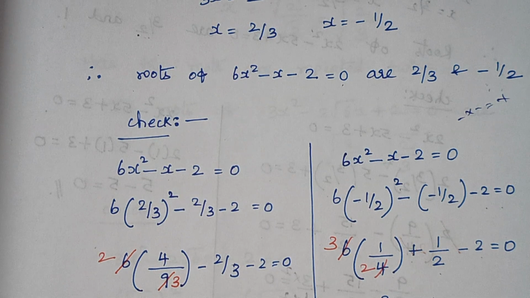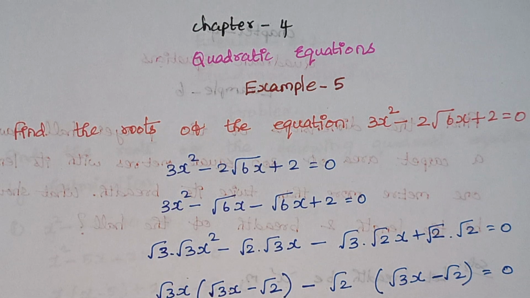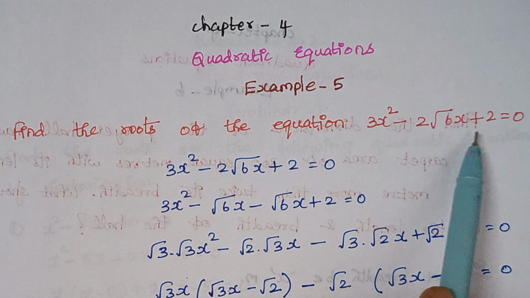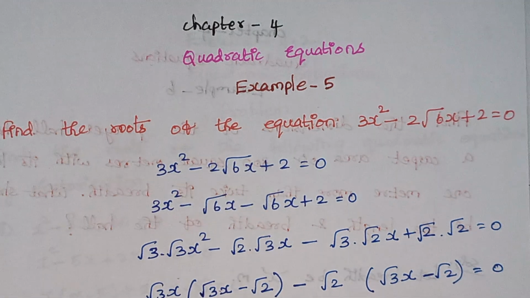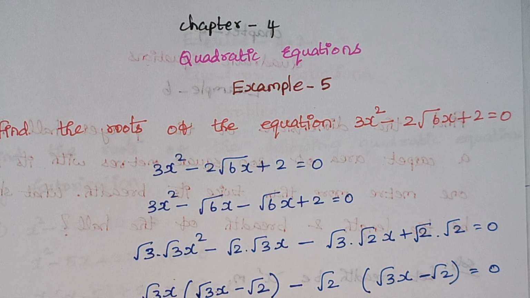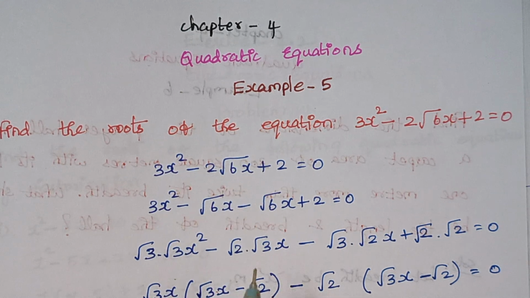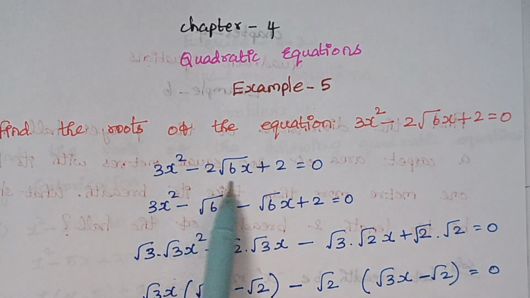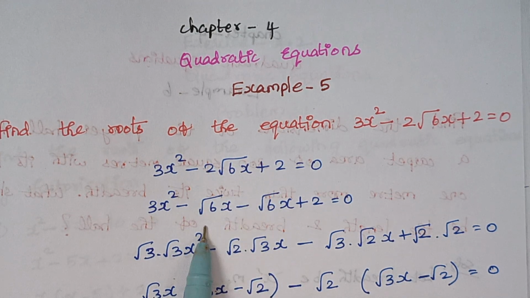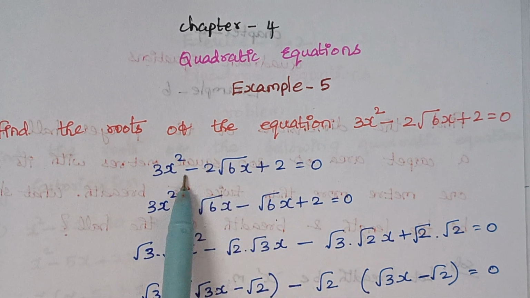Now we will proceed with our next problem. So example 5. Find the roots of the equation 3x square minus 2 root 6x plus 2 is equal to 0. So here in this case again we are going to do the same thing, but since here we have root 6, we are simply splitting the middle term as here we are having 2 root 6. So I am writing it as root 6 and root 6. Am I making clear? Here we have minus 2 root 6.